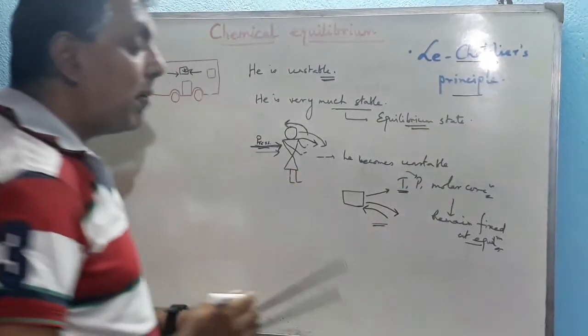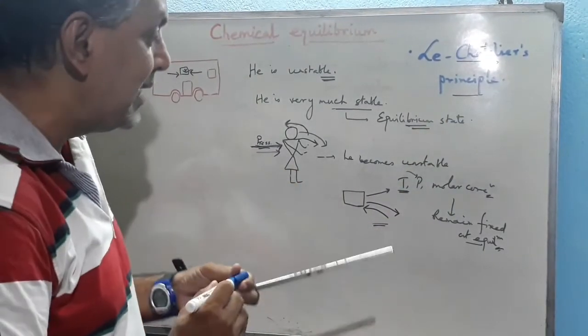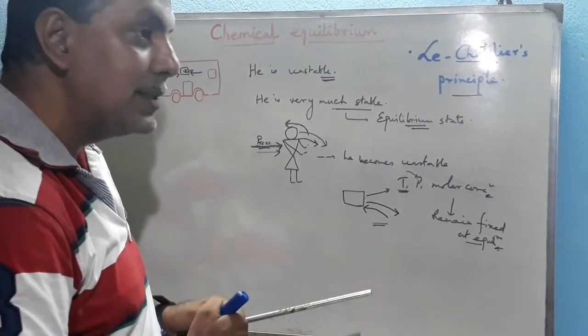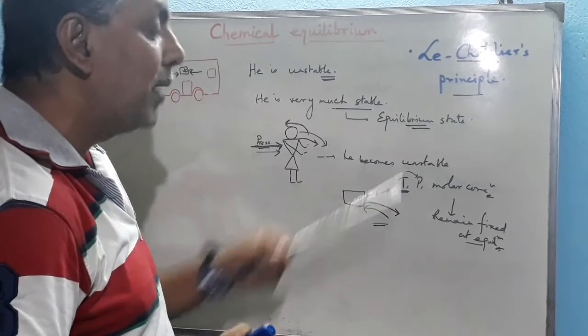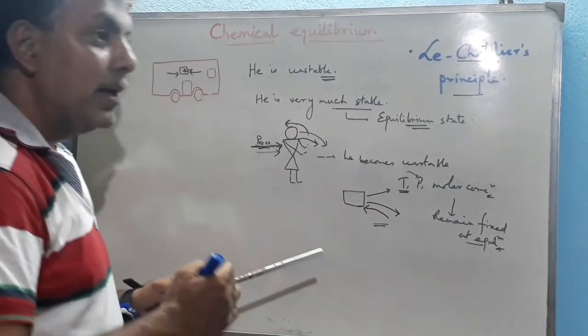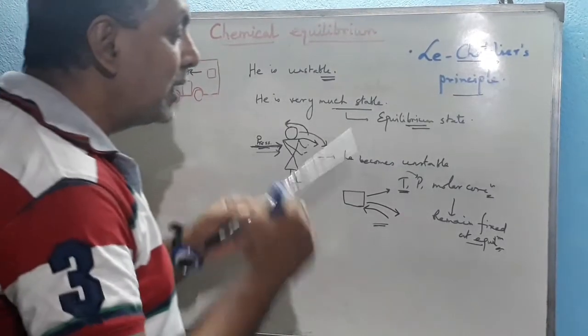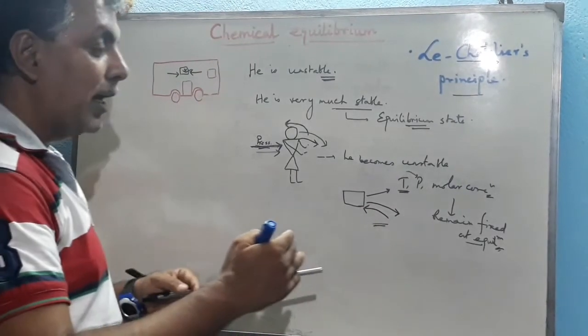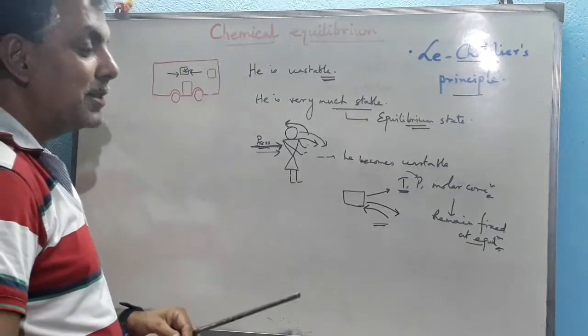Each and every system after reaching equilibrium, if we change any one of these conditions, then it has a tendency to return to the initial state, that means the most stable state, equilibrium state, so as to overcome the pressure effect, temperature effect, molar concentration effect, whatever may be the effect imposed on it, and maintains the equilibrium state.